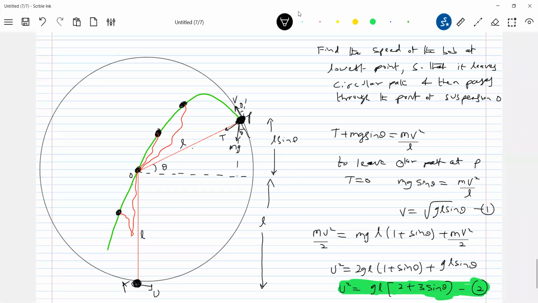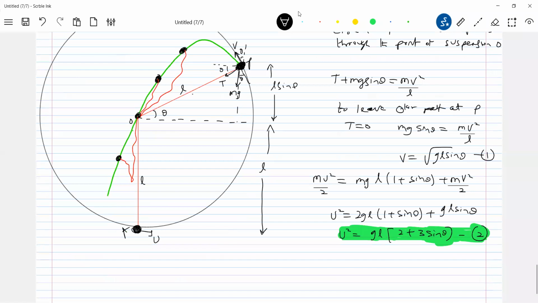We don't know theta, no? How to bring the theta into the picture? So I'll take help of the projectile motion. We have some information. What is the height it has descended when it moves from P to O? L sine theta. Then it will take some time. So let me solve mathematically.